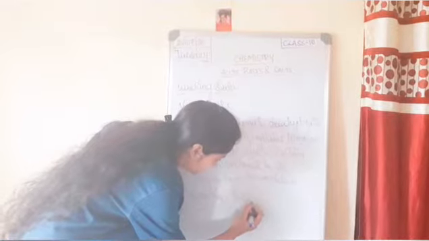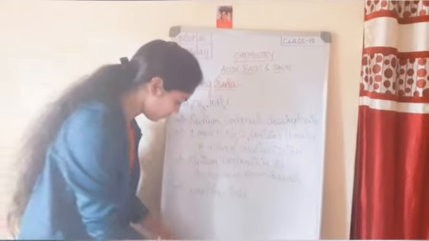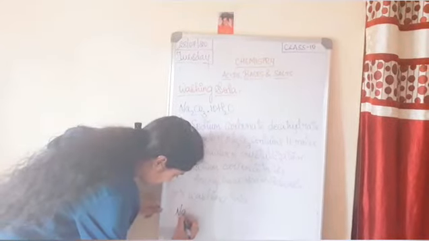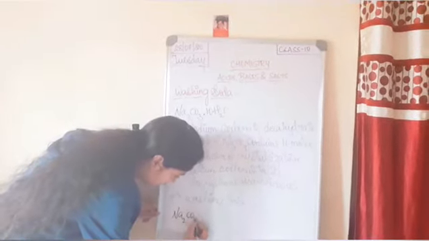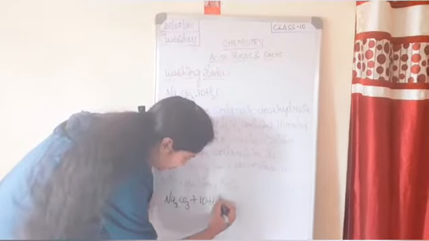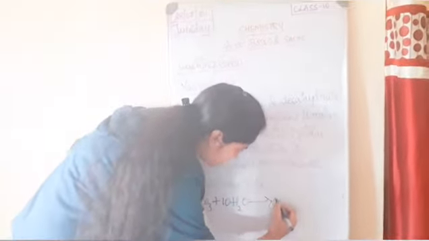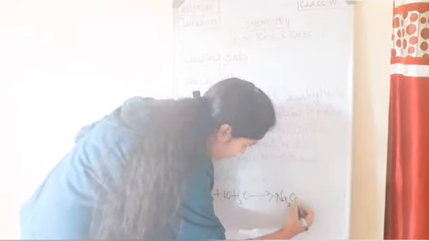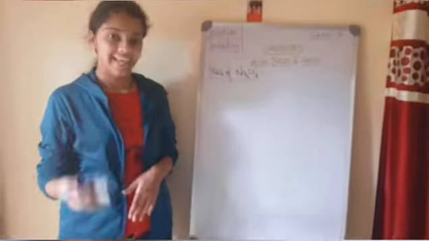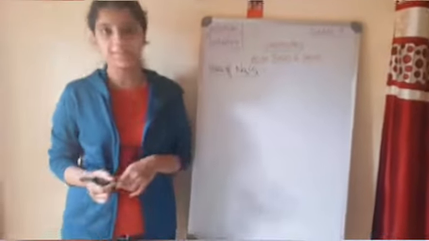That is, the equation is Na2CO3 plus 10H2O gives Na2CO3·10H2O. Simple. Next, uses of sodium carbonate.